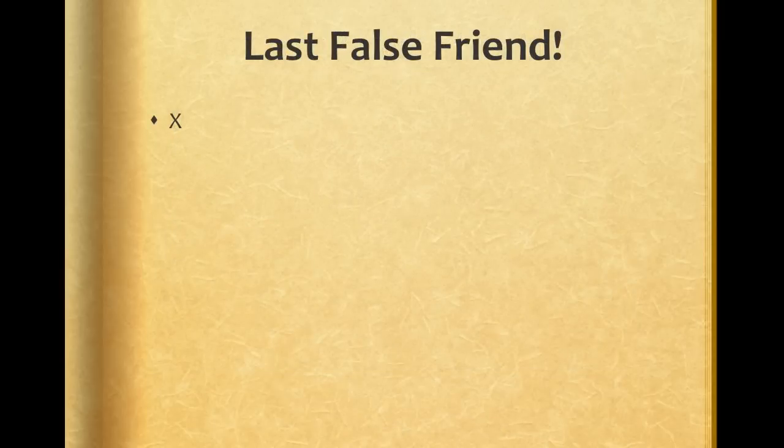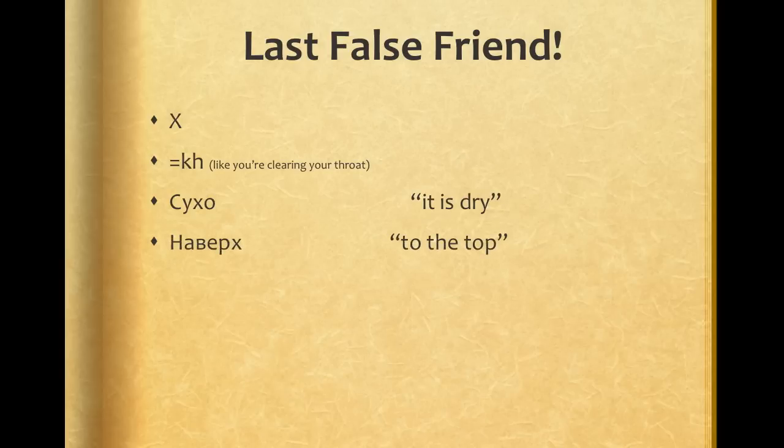Okay, our last false friend, X. In Russian, the X makes a kh sound, kind of like you're clearing the back of your throat. And it's transliterated as KH. So, for example, Anton Chekhov, that's how his name is written in English, with that KH sound. But in Russian, it's written with this letter. So, let's practice. Sukha. Good. And this one? Naverkh.